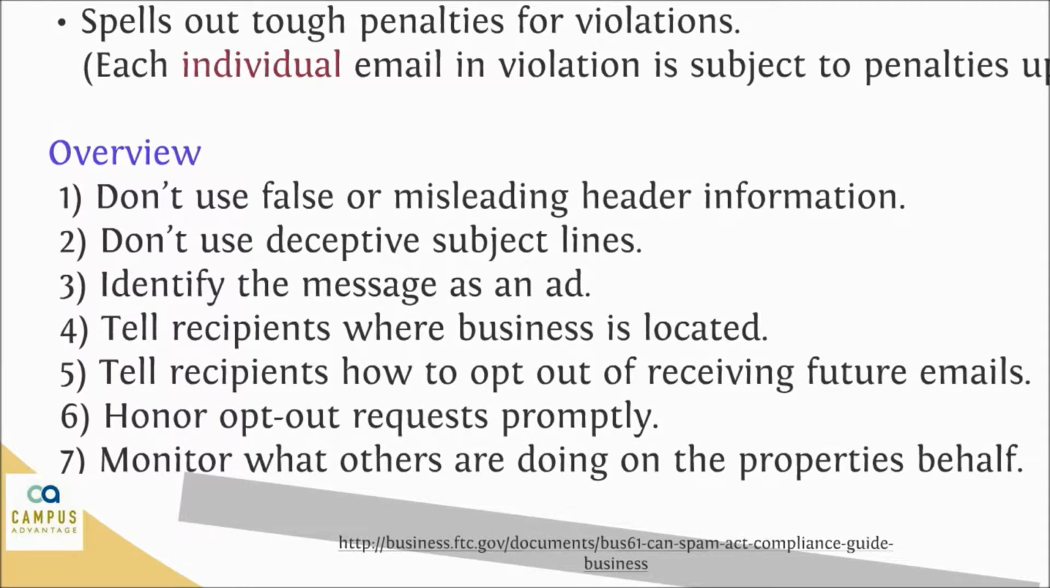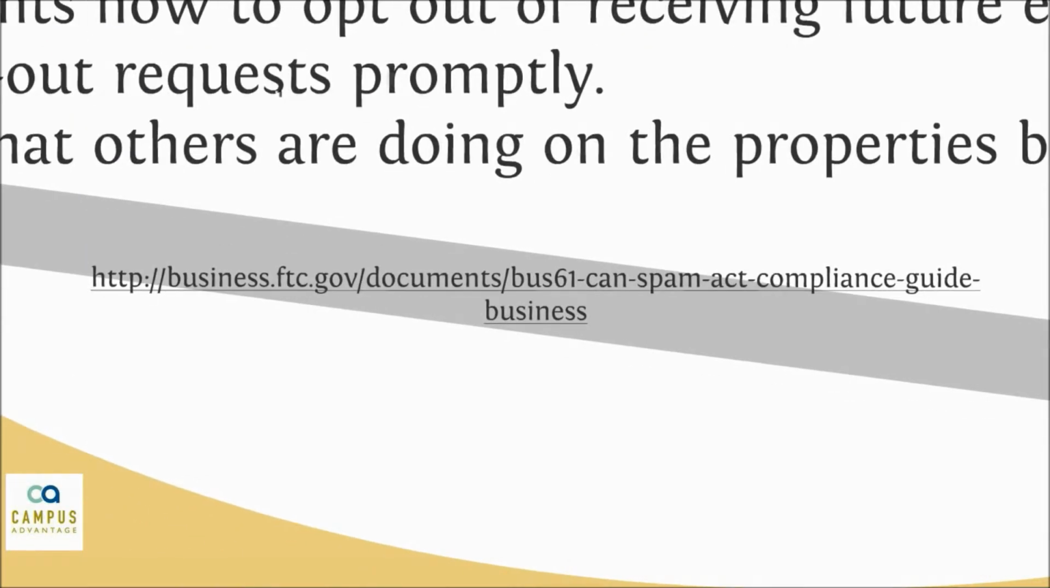Well, the neat thing with one-site's bulk email feature is numbers 3, 4, 5, and 6 all are done automatically with one-site. So really, really handy tool. For more information on the CAN-SPAM Act, please be sure to visit directly this link here.